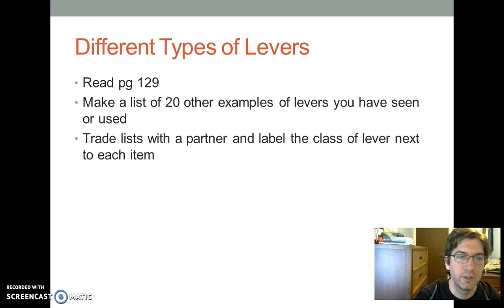What I'd like you to do is to make a list of 20 examples of levers that you've seen or used. And then once you do make that list, I want you to trade it with a partner. I want you to label the class of lever as a first class, second class, or third class. And you can use your book as a reference guide for those. But you use way more than 20 different types of levers in your life. They are everywhere. Just takes a little thought on thinking about the different classes.